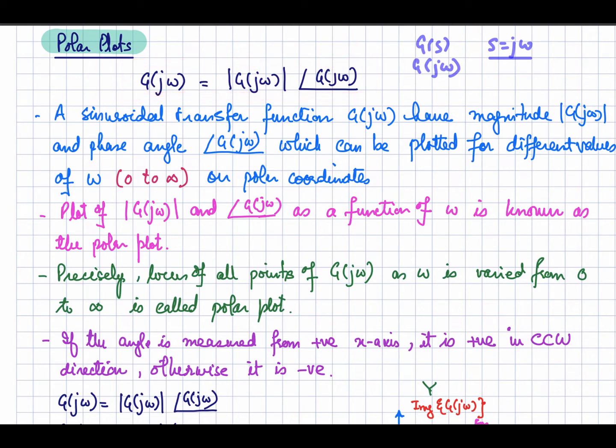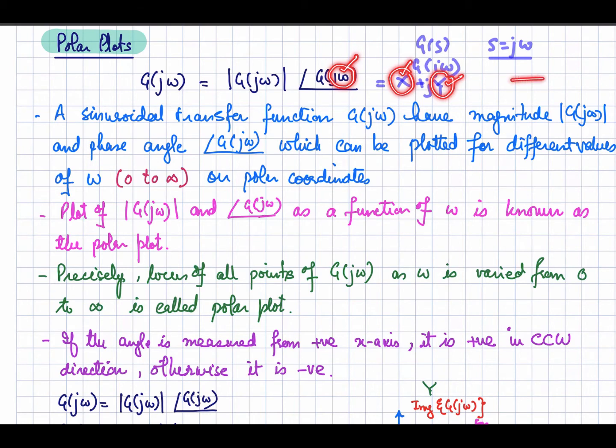It can also be written in real and imaginary part form. We can write it as x plus jy, where x is the real part and y is the imaginary part. Definitely, the real part and the imaginary part depend upon jω, where ω is in radians per second. So if we change the frequency, that will change the real part as well as the imaginary part.